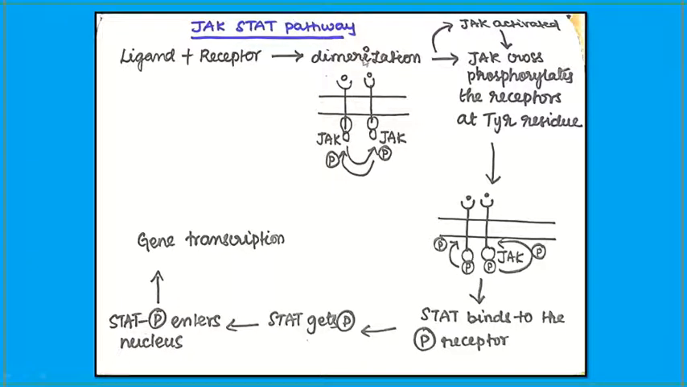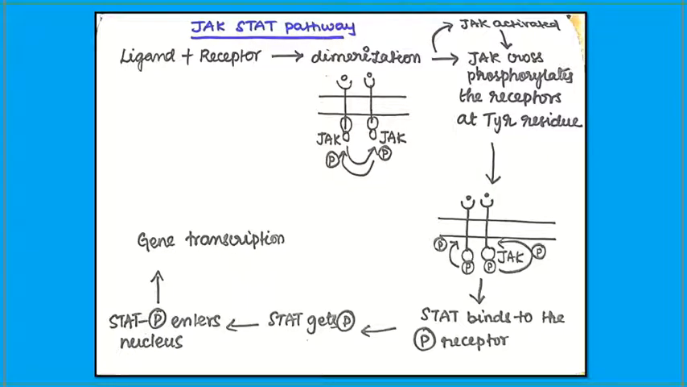So after the ligand binds to the receptor, dimerization of the receptor will happen, and that will lead to the activation of JAK, which is a protein kinase linked to the cytoplasmic domain of the receptor. First, JAK will autophosphorylate itself. Autophosphorylation means cross phosphorylation. This JAK will phosphorylate this one and this JAK will phosphorylate this one. So auto cross phosphorylation will take place.